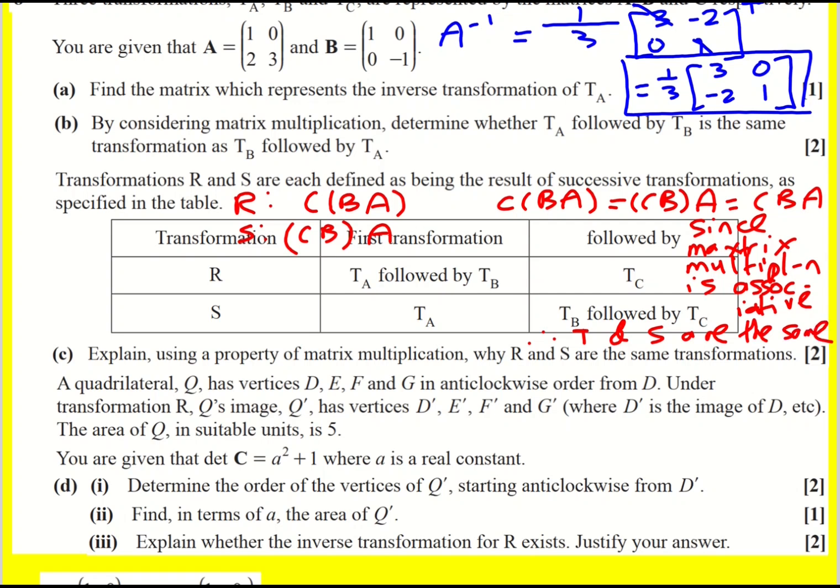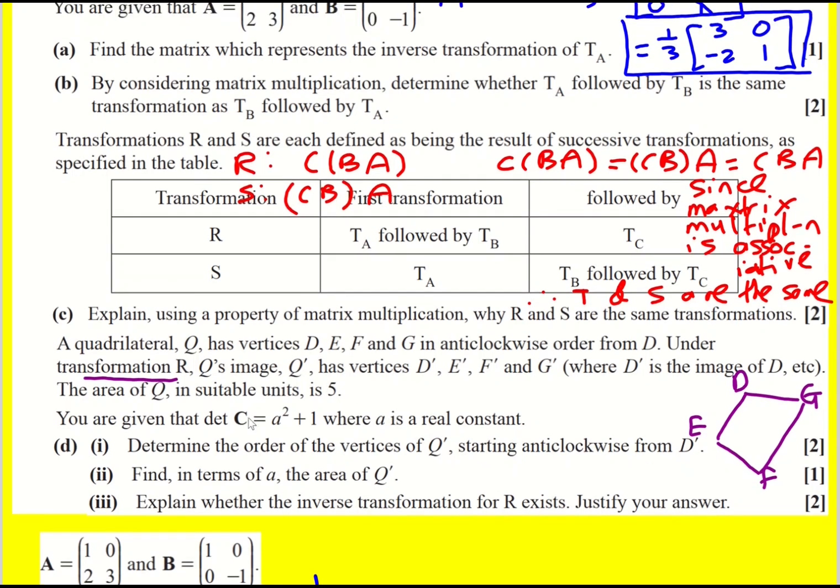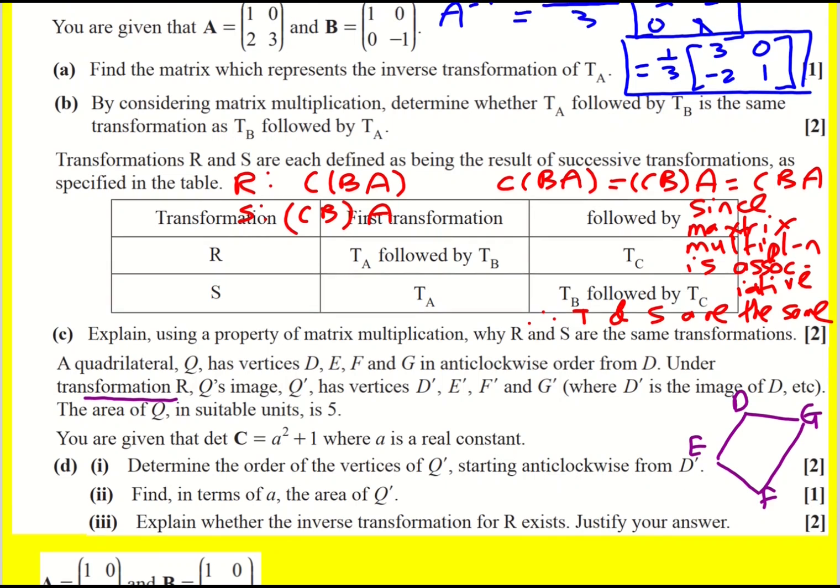A quadrilateral Q has vertices D, E, F, and G in anti-clockwise order from D. So I'm just going to draw some sort of quadrilateral. We could have D here, for example, and then E, F, G going anti-clockwise. Under transformation R, Q's image, Q dash, has vertices D dash, E dash, F dash, and G dash, and the area of Q in suitable units is 5. We're then given that the determinant of C is a squared plus 1, where a is a real constant. We're asked to determine the order of the vertices of Q dash, starting anti-clockwise from D.